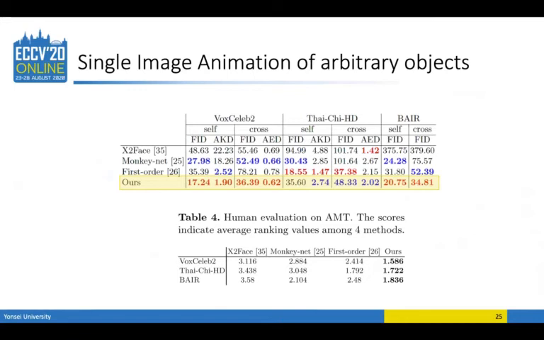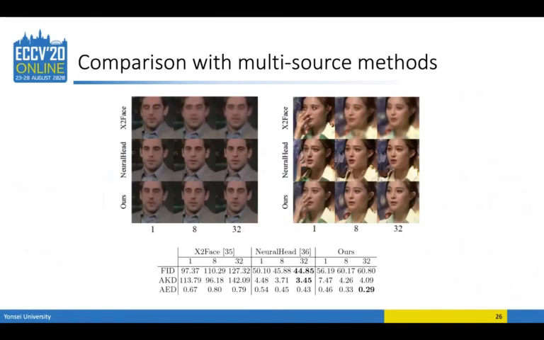We also conduct a user study as shown in the second table, and our results are preferred over the previous warping-based method on all datasets. We also compare our method with multi-source methods that use spatial landmark annotations. To the best of our knowledge, we are not aware of any multi-source motion transfer methods designed for arbitrary objects. Our method significantly outperforms ExtraFace and is competitive with Neural Head.